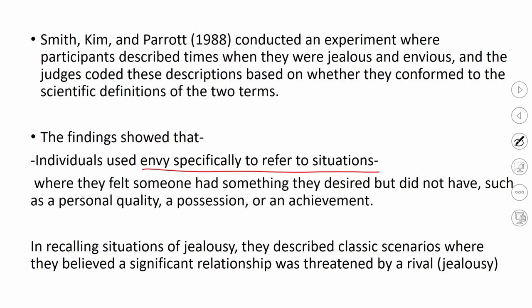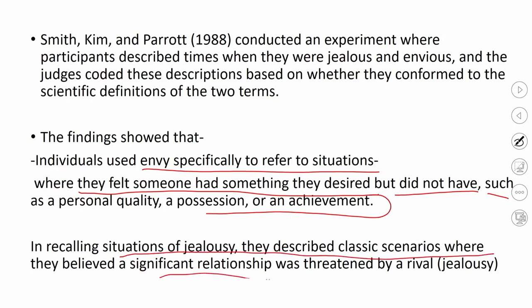Their finding shows that individuals used envy specifically to refer to situations where they felt someone had something that they desired, as per the definition we have discussed, but they did not have. So, desiring something that other people have, such as a personal quality, possession or an achievement. That quality could be anything. It could be some material possession, some success, achievement, possessions and so on. In recalling situations of jealousy, they described classic scenarios where they believed a significant relationship was threatened by a rival. So, their study shows that even laymen, normal people, could distinguish between these two, and the situations that led to these two emotions were different in their understanding also.